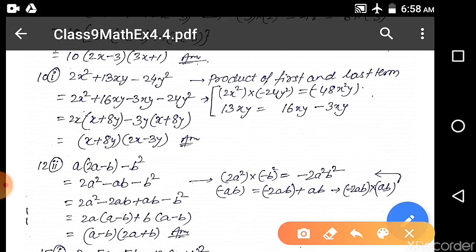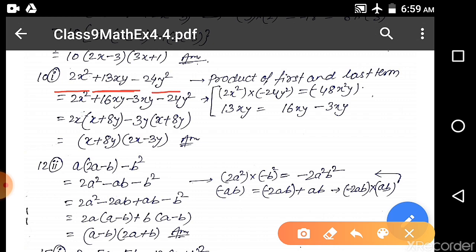See, we have the question here: 2x square plus 13xy. See, plus 13xy is here. So that makes it trouble to solve, but it is not so difficult to understand. You can easily understand. Here we have the third term, minus 24y square.